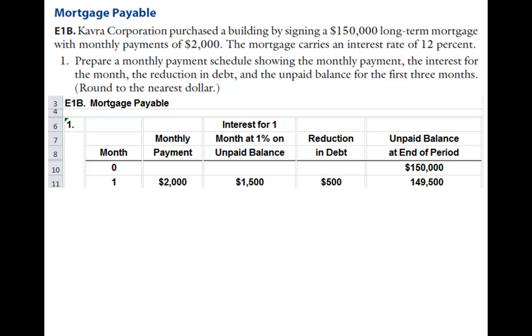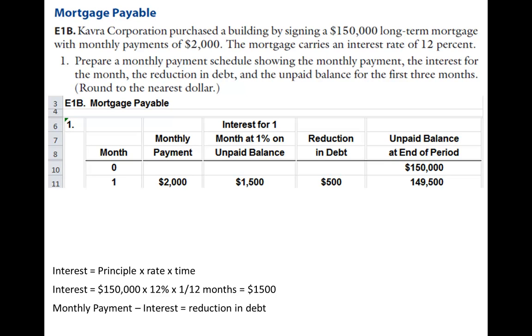Now we're going to look at month 1, and in month 1 we're going to calculate our interest first. Interest equals principal times rate times time. So our principal balance is $150,000 times our annual rate of 12%, and then times our time period, which is 1 month out of 12. When we calculate that, that gives us an interest of $1,500.